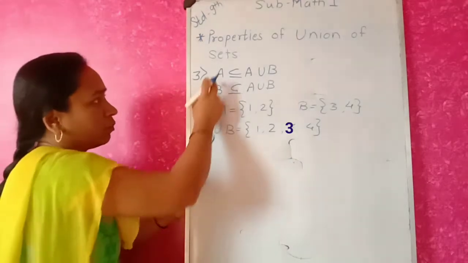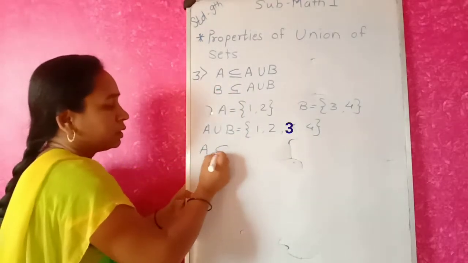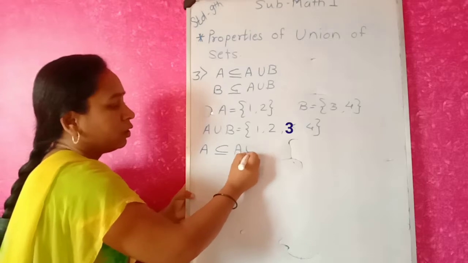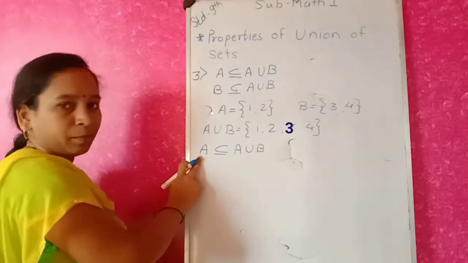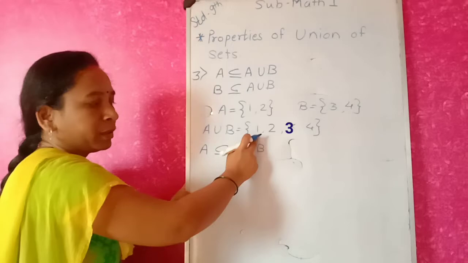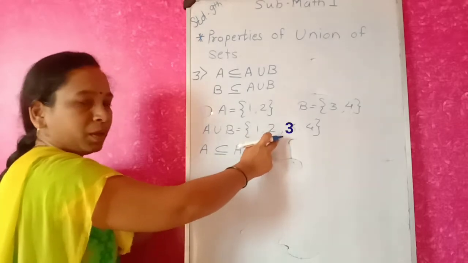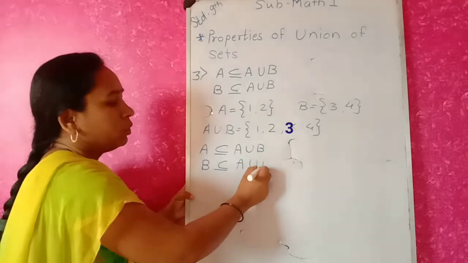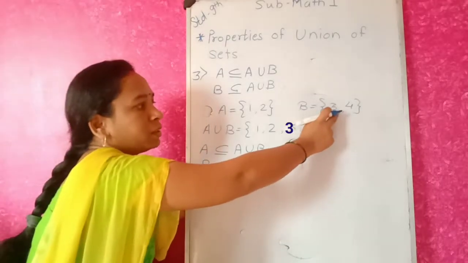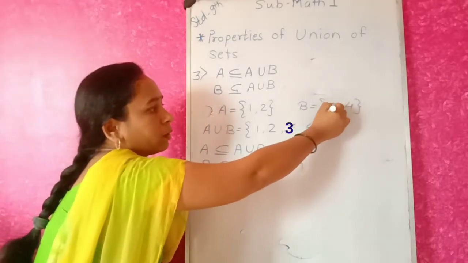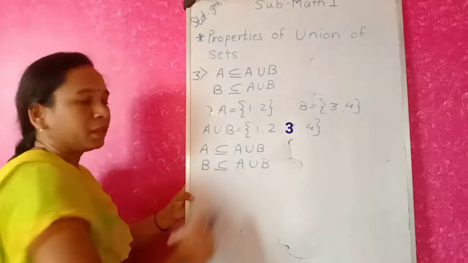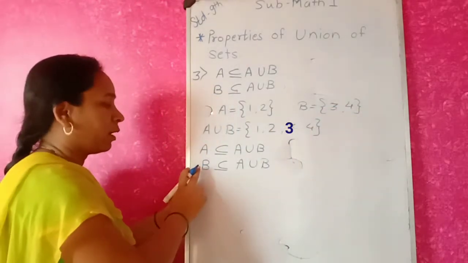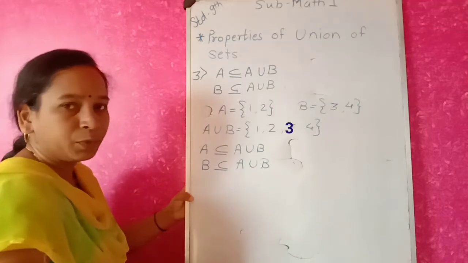So here we can prove this. That means A is a subset of A union B. All of A's elements, 1 and 2, are present in A union B. In the same way, B is also a subset of A union B. What are B's elements? 3 and 4, which are present in A union B. So I can say that B is also a subset of A union B.